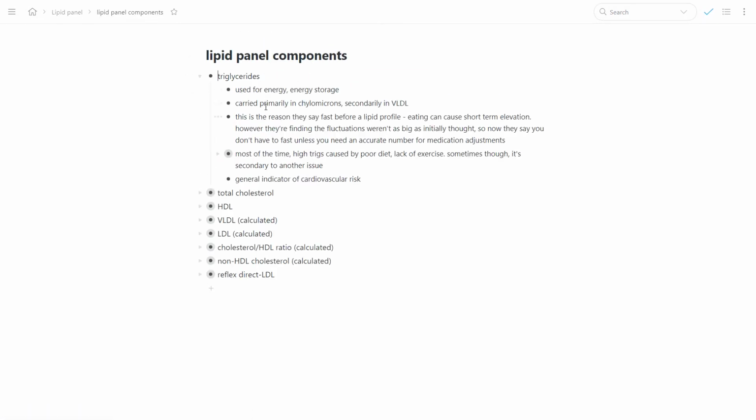Those are mainly used for energy or for energy storage, so like in adipose tissue. As we talked about, they're carried primarily in chylomicrons, but secondarily in VLDL, but most of it is in the chylomicrons. This is the reason they say fast before a lipid profile, because eating can cause short-term elevation of these. However, they're finding the fluctuations weren't as big as initially thought, so now they say you don't have to fast unless you really need an accurate number for like medication adjustments.